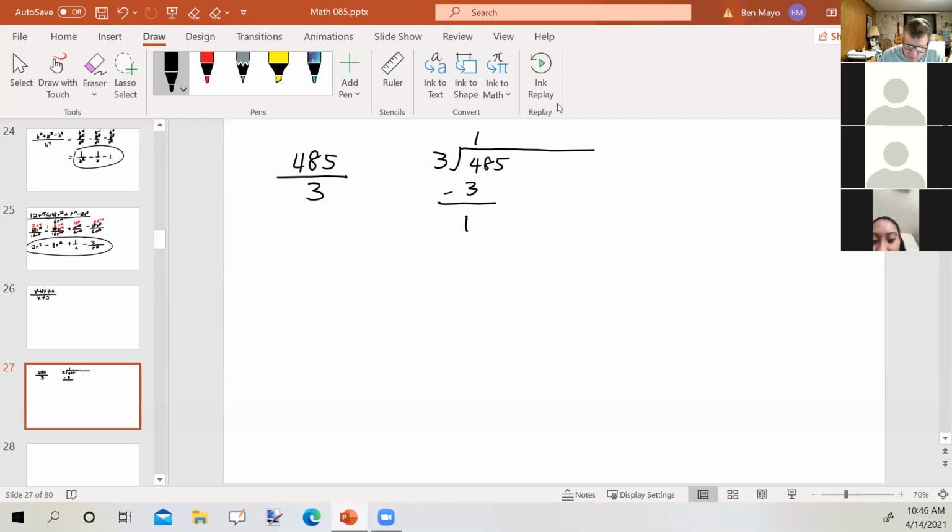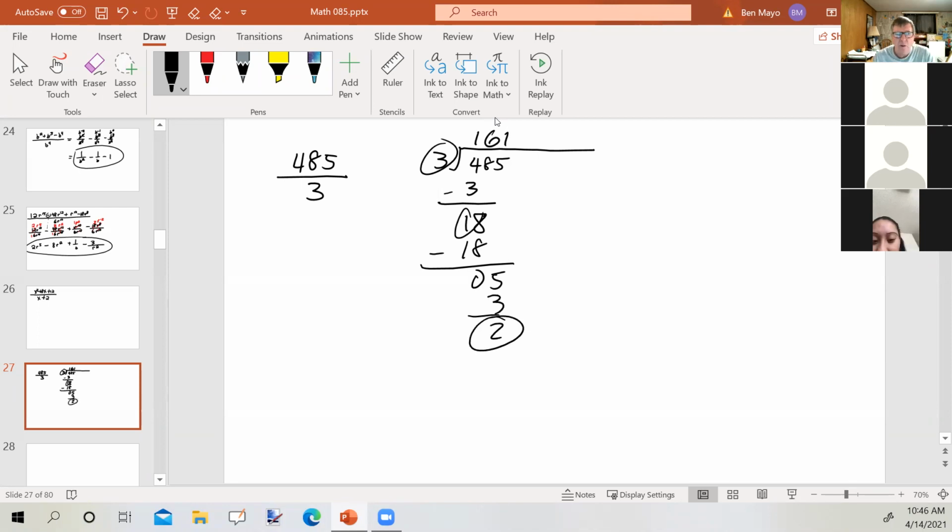4 minus 3 is 1. If this number is smaller than that number, then you know you've done it correctly. If it's larger, then you have to go back and take more out. So then we bring down the next number. 3 goes into 18 6 times. 18, we draw a line, we subtract 0. Bring down the 5. 3 goes into 5 once.